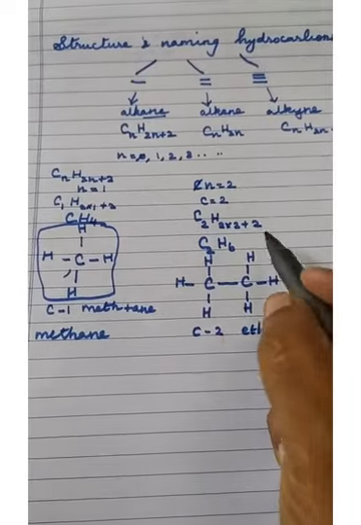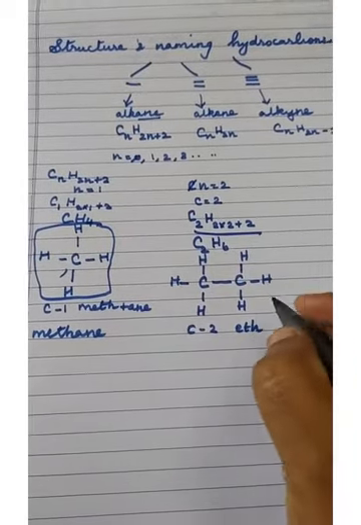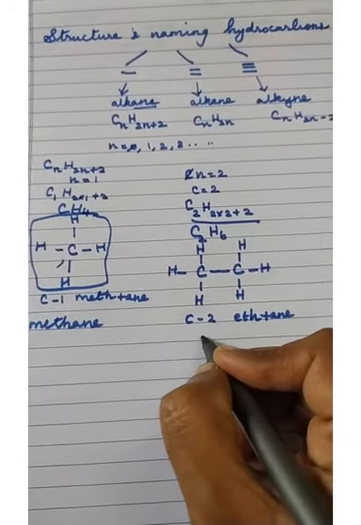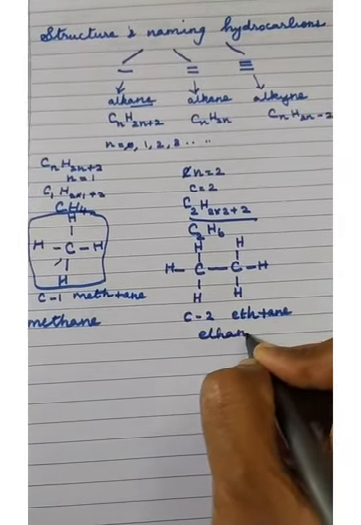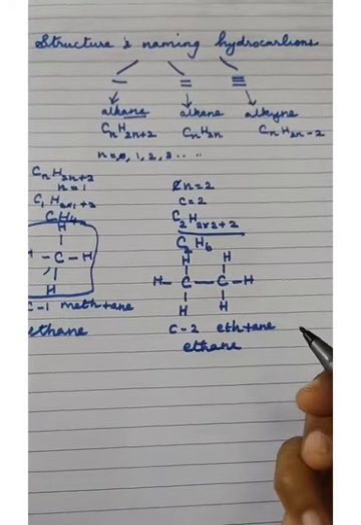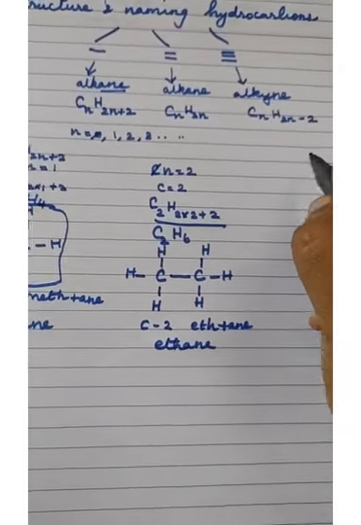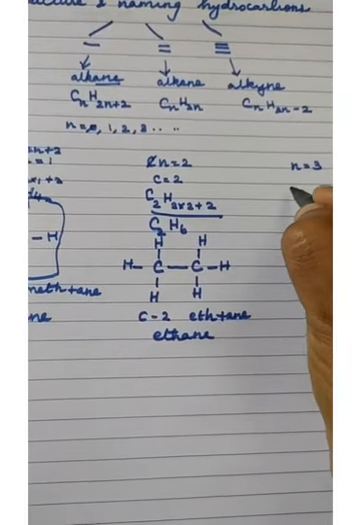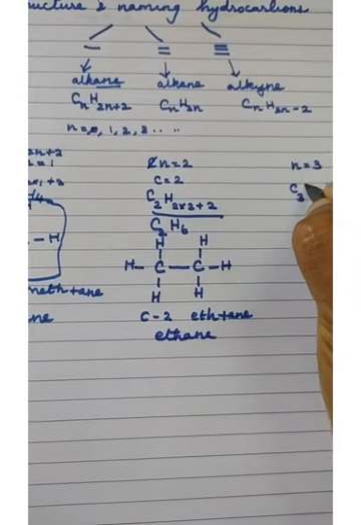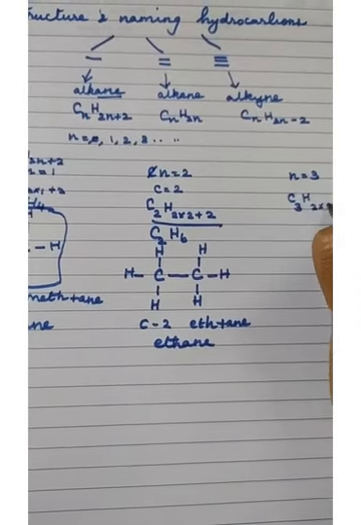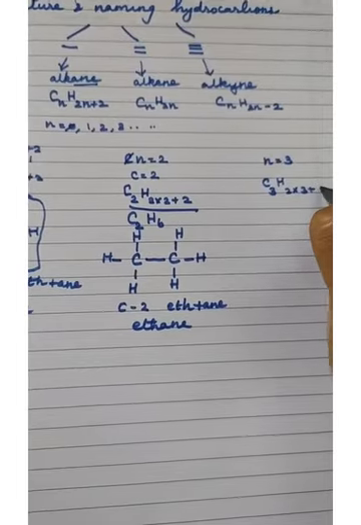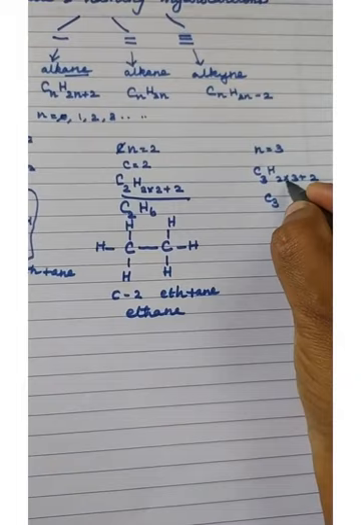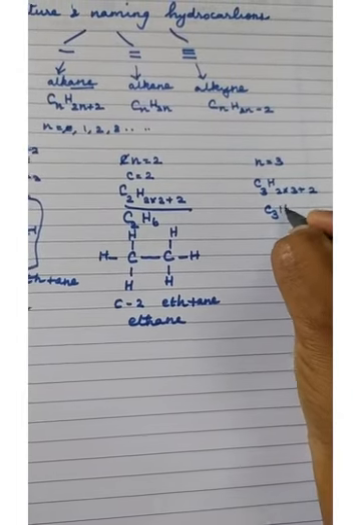Eth, and we are writing it only for alkane, so we add ane. What is the name of this compound? Ethane. Shall we write the third one? Yes, that is for n equal to 3. So we can write C3H2 into 3 plus 2. Here C3, 2 into 3 plus 2, that is H8.